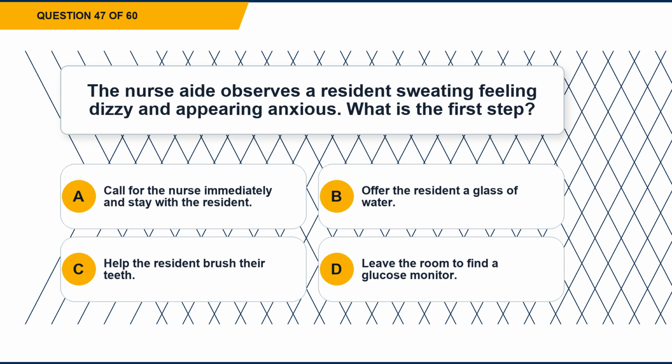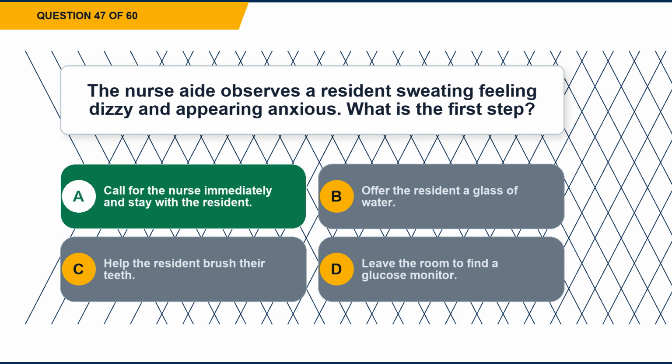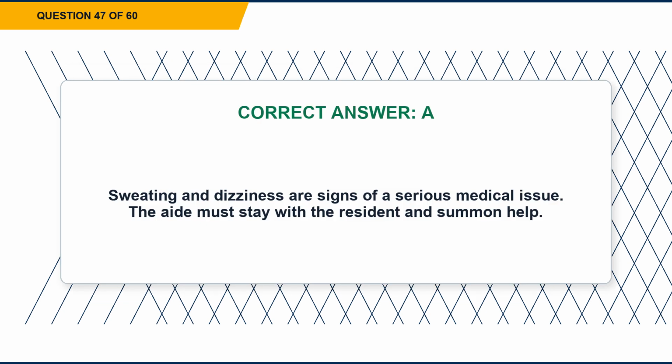Question 47. The nurse aide observes a resident sweating, feeling dizzy and appearing anxious. What is the first step? Option A, call for the nurse immediately and stay with the resident. Option B, offer the resident a glass of water. Option C, help the resident brush their teeth. Option D, leave the room to find a glucose monitor. The correct answer is option A, call for the nurse immediately and stay with the resident. Explanation: sweating and dizziness are signs of a serious medical issue. The aide must stay with the resident and summon help.